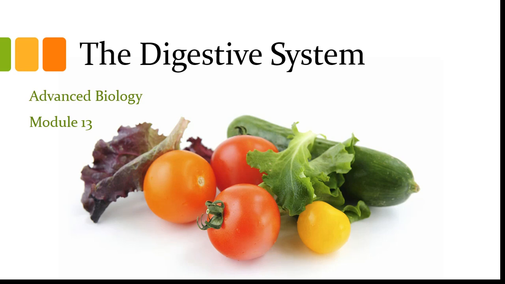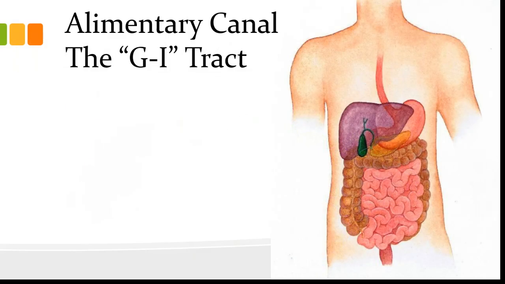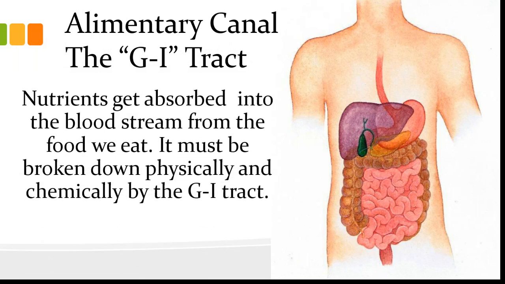All right, so we'll be looking at the system and how we digest food, and then we'll have a little mini unit on nutrition. So here we go. The digestive system is known as the alimentary canal, or the GI tract. GI stands for gastrointestinal, okay? So nutrients get absorbed into the bloodstream from the food that we eat. It must be broken down physically and chemically by the gastrointestinal tract.